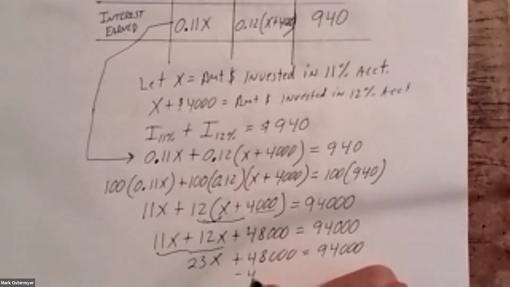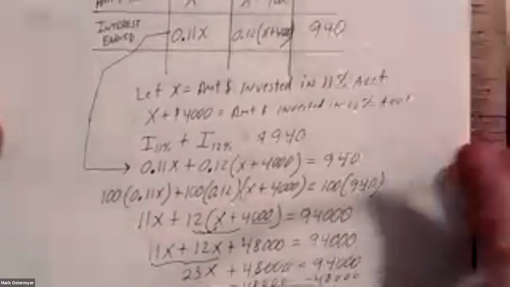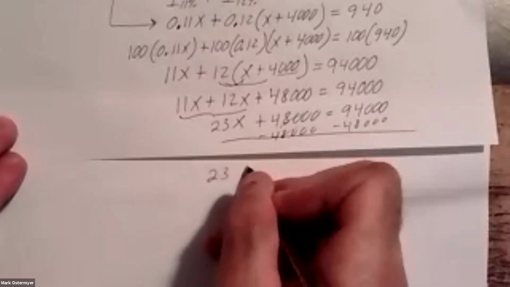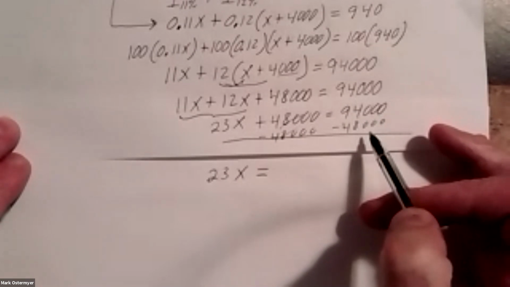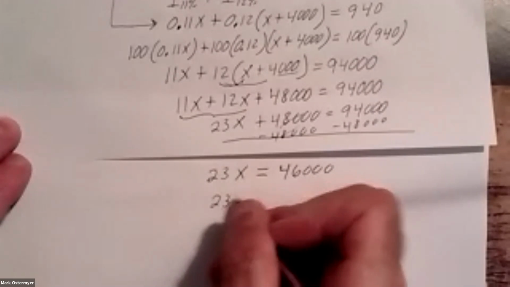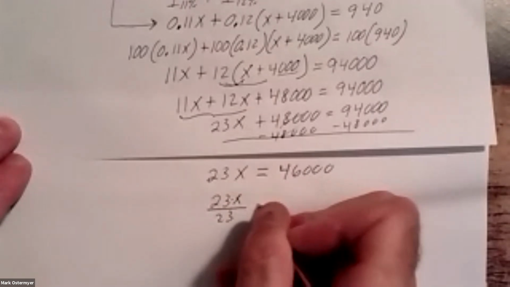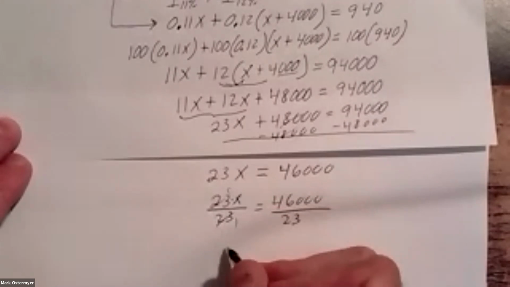Subtract 48,000 from both sides of your equation. The 48,000s drop out on the left side, leaving you with 23x. What's 94,000 minus 48,000 on the right? 46,000. Finally, to solve for x, we divide both sides by 23. These 23s reduce down to 1, and 1 times x is x.